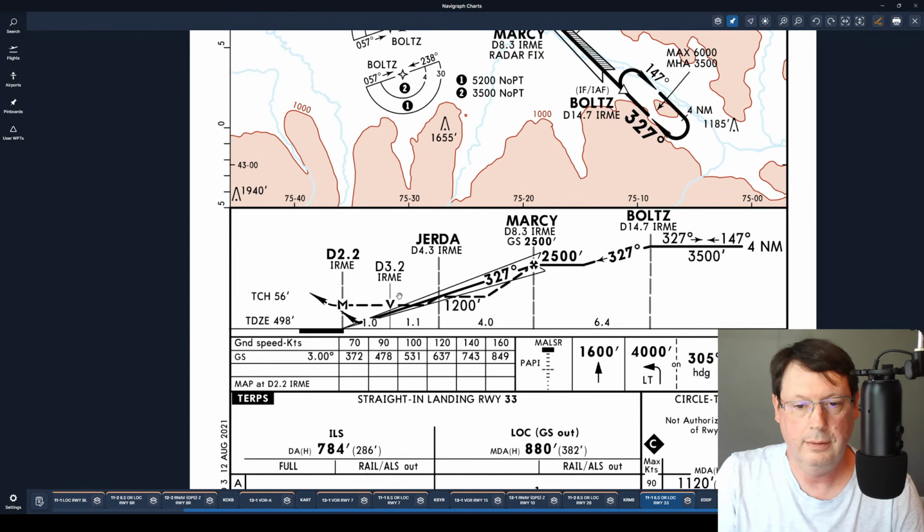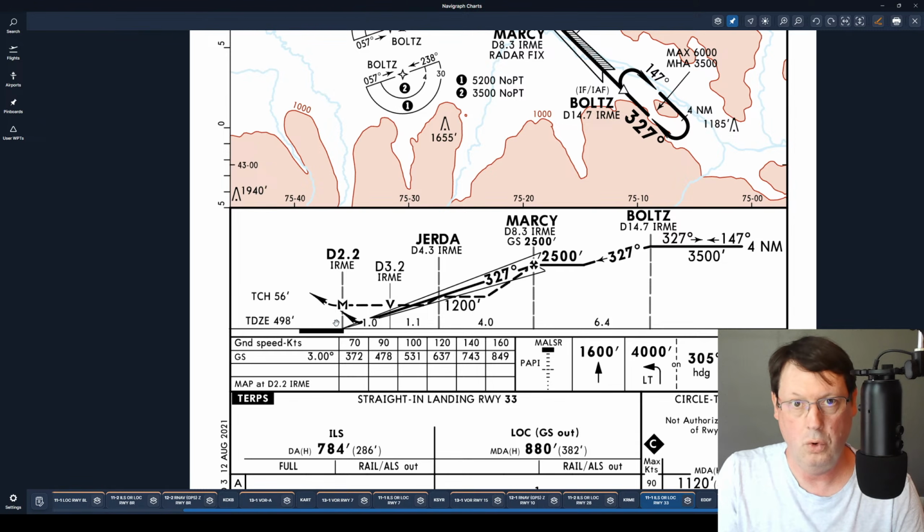So a couple of interesting things. What is this D3.2 IRME? You see this V right here? That is what is called your visual descent point. The visual descent point, if you ever see a V on a profile view like this, that V means if you have the runway environment in sight by the time you reach that V, then you will be able to descend at a normal rate to the runway and make a normal landing without having to cut power and drop fast.